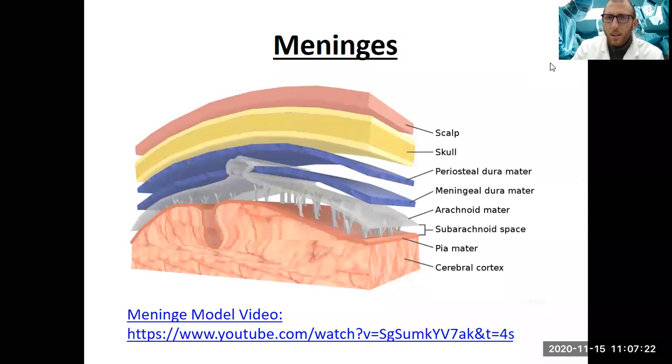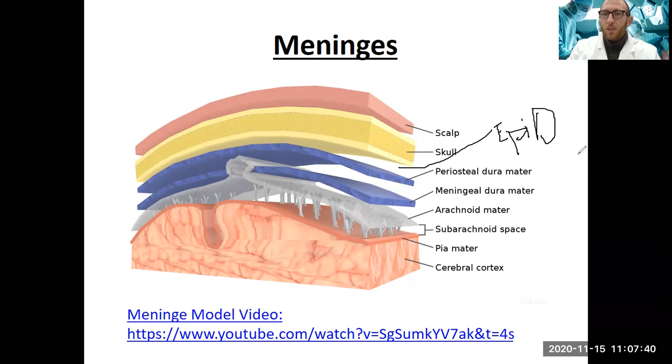Couple more things to note is there's some different spaces. So I'm going to verbally state these as we go through them. There's the epidural space. I'll put ED for epidural. Let me just write out epidural here. That's the epidural space above the dura mater. There's also the subdural space. This space down in here below the dura mater is the subdural.